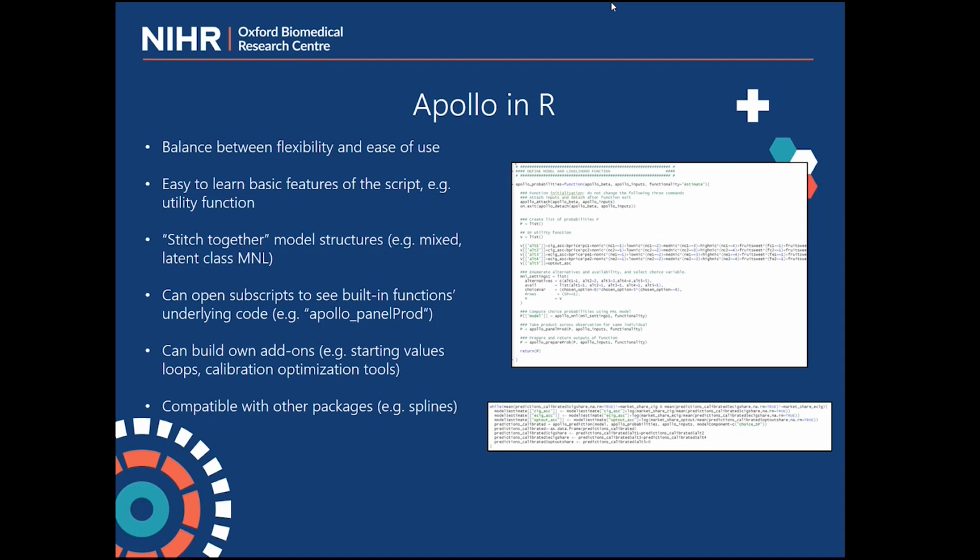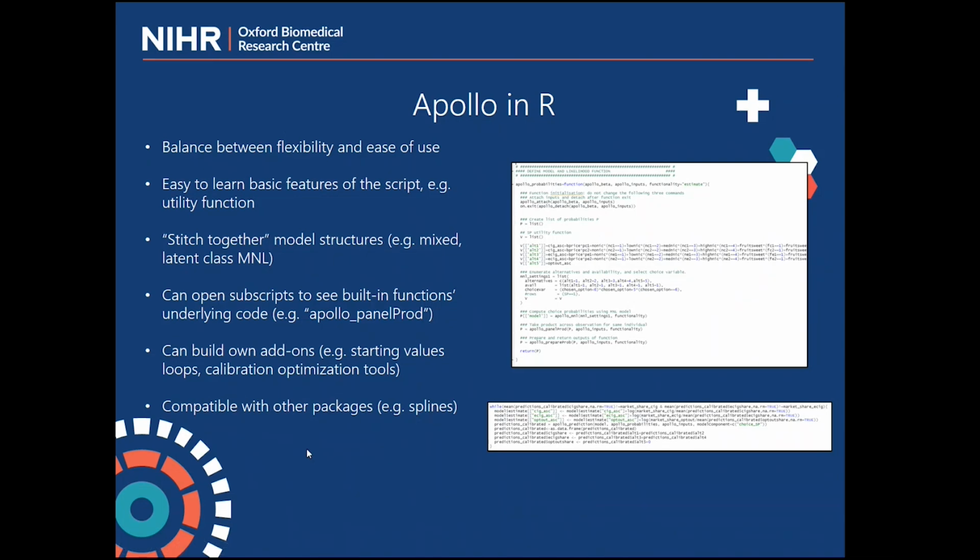And you can build your own add-ons. So we did lots of things, starting values, loops, or I built a little calibration optimization tool. It doesn't matter what that is precisely, but the point is it's very easy to build your own little sub-functions and integrate those with the rest of the code, and that's really easy to do. And it's, of course, compatible with other packages. So say I wanted to use splines, for example.